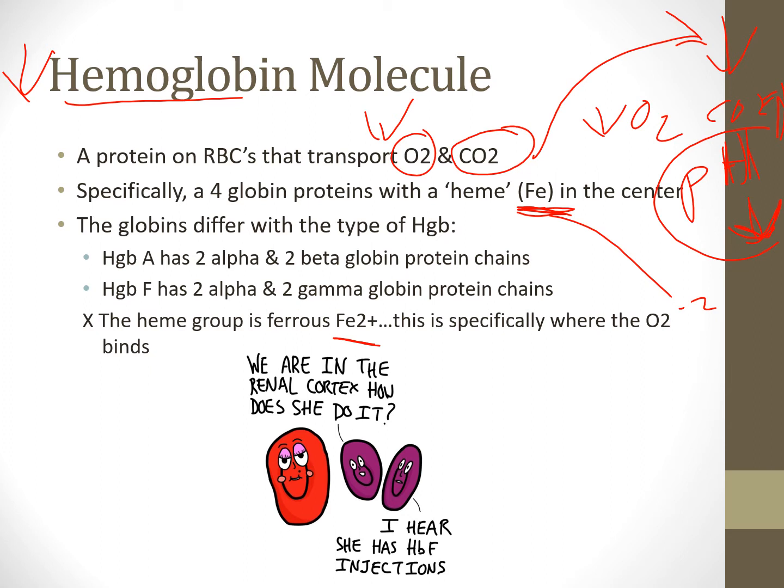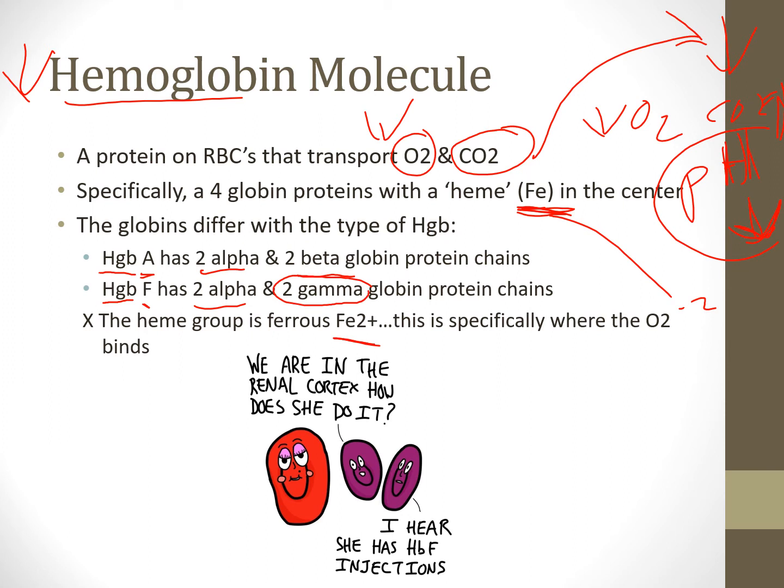Okay, so when we're looking at the globins, the hemoglobin molecule itself, on an adult, and that's why I have HGB hemoglobin A, which I think of mentally as adult, has 2 alpha and 2 beta globin protein chains. Great. That's how it normally works. That's what you have going on in your system right now. Hemoglobin fetal, so HGBF, has 2 alpha, but instead of beta, it has 2 gamma globins.